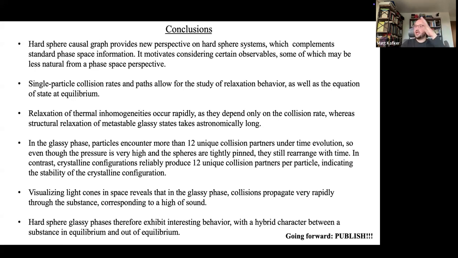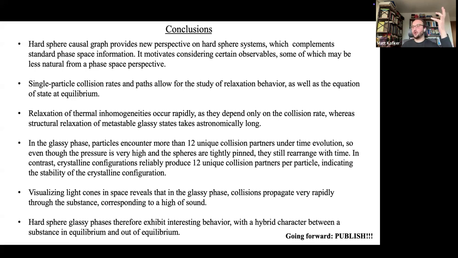We can look at individual paths through the causal graph, which give us things like the collision rate, which is related to the pressure. It also gives us the number of neighbors that the particle encounters during its evolution. The collision rate lets us look at equilibrium physics as well as non-equilibrium physics. And this number of neighbors gives us some insight into the amorphous solid state and the crystalline solid state. What are the particles doing under time evolution in both of those circumstances?